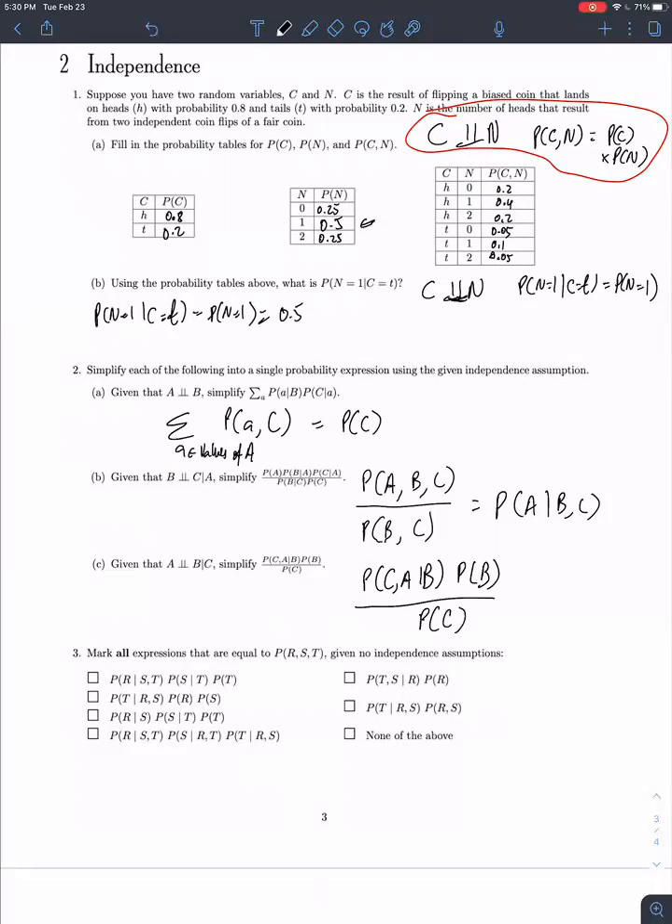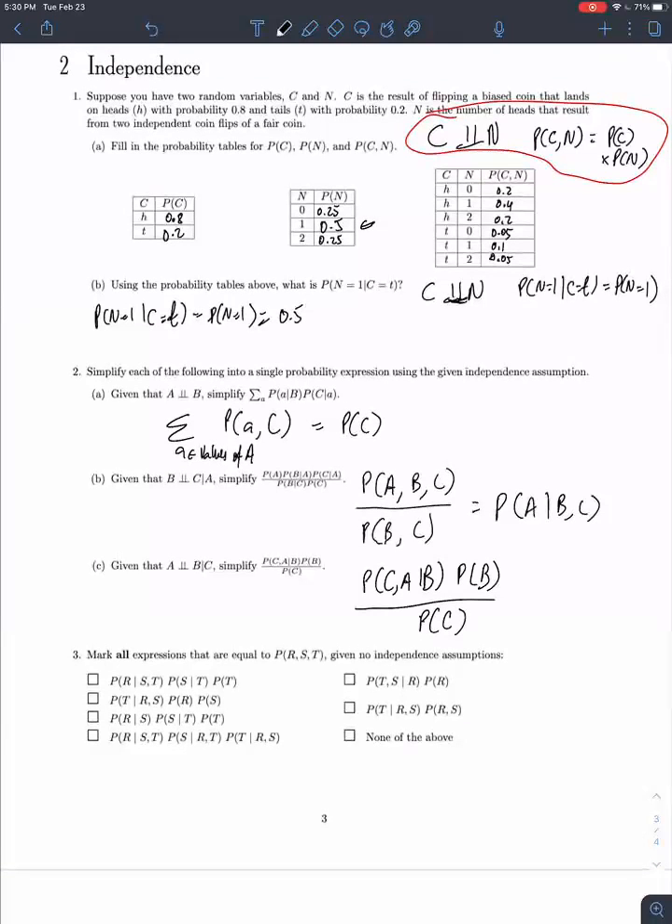All right. Well, the thing that is kind of obvious is that the top, C and A given B times probability of B, again, is just equal to probability of A and B and C, right? Probability of A and B and C divided by probability of C. All right. Now, again, this is just conditional probability. This is probability of A and B given C.